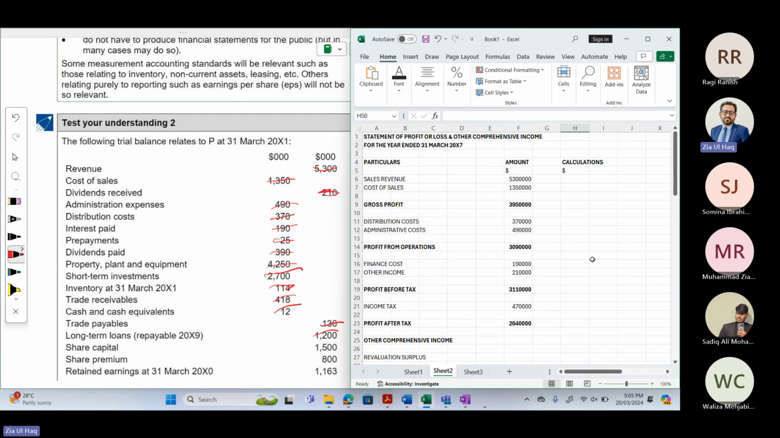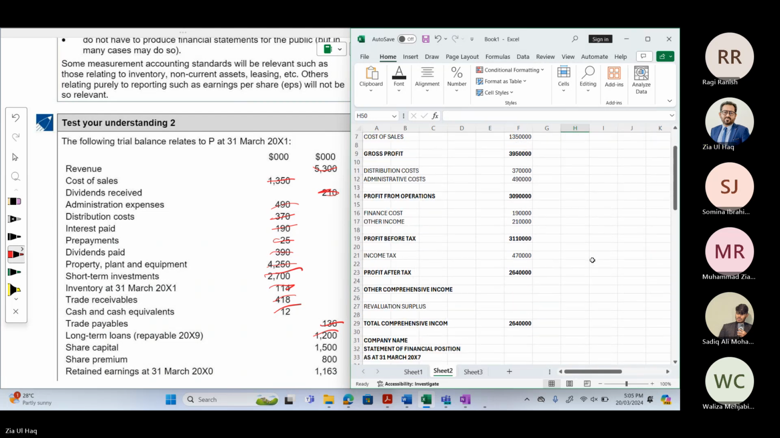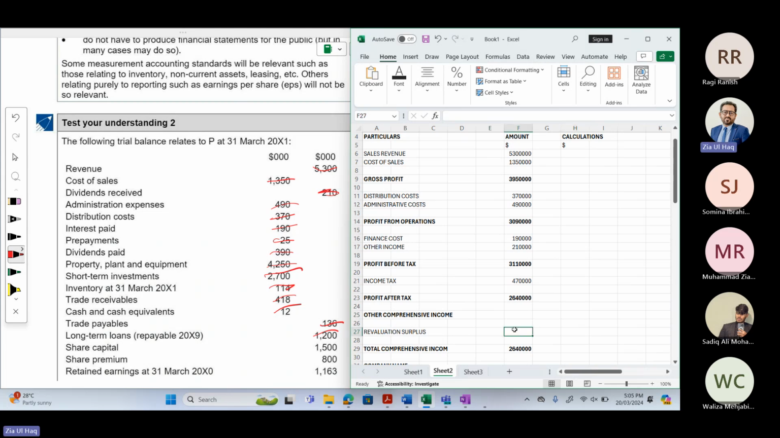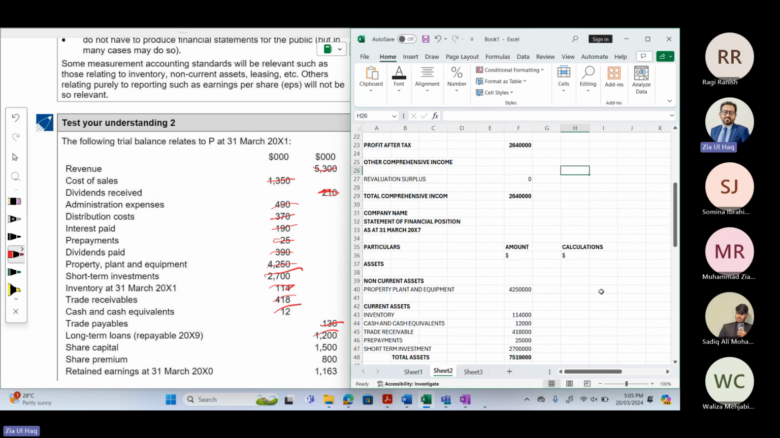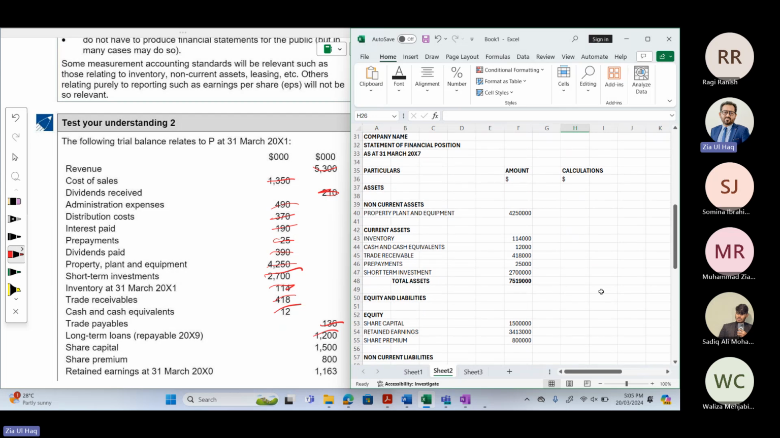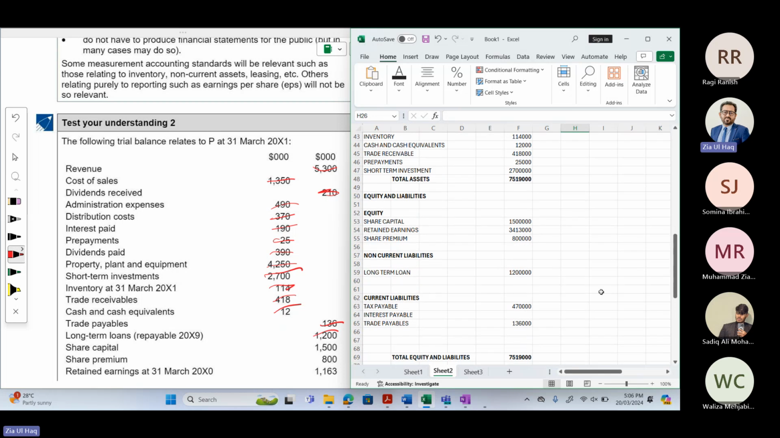This is our profit and loss account, other comprehensive income. There is no revaluation surplus. Is it fine? And this is our balance sheet, asset side. Non-current assets, inventory, cash and cash equivalent, trade receivables, prepayments, short-term investment, and then equity and liabilities: share capital, retained earnings, share premium, long-term loan, tax payable, interest payable, trade payables.